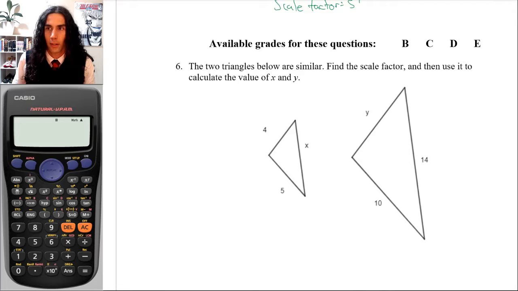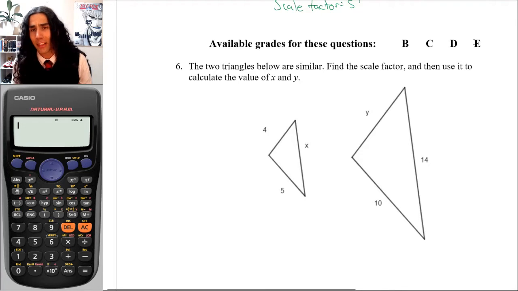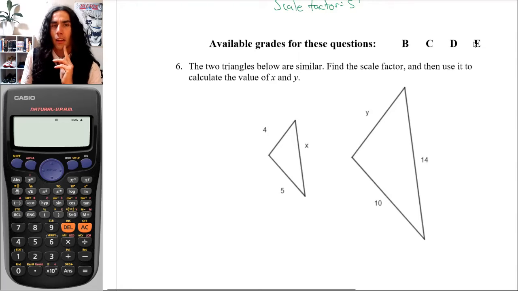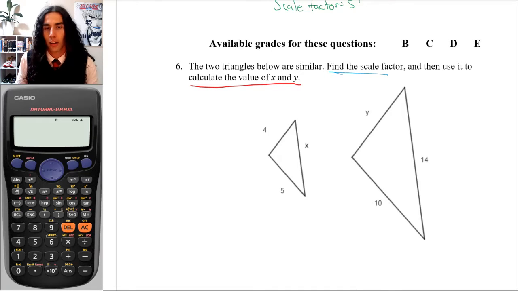Alrighty. So, find the scale factor. They're really nice. Normally, they'll just tell you to calculate the value of x and y. That's all they'll tell you to do. But here, they were nice. They said, hey, hint, find the scale factor. So we need some matching sides for this.